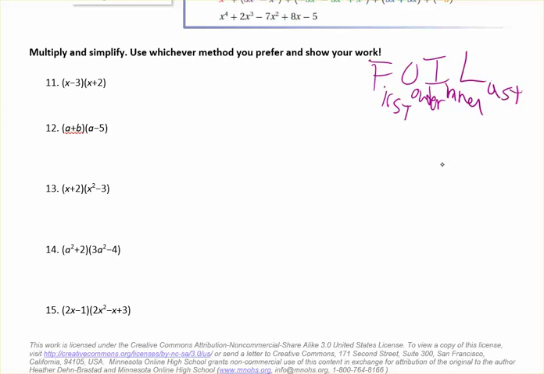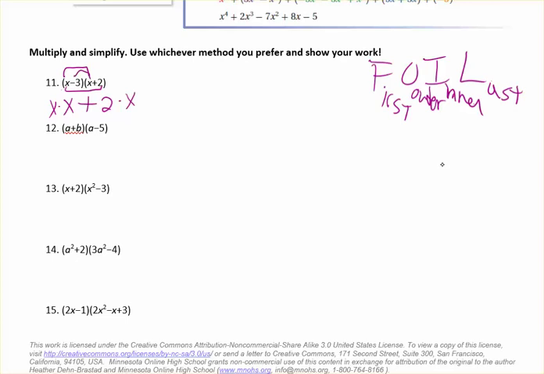So you take the first times the first term, outer times the outer, inner times the inner, and last times the last. So I'm going to do that for number 11. First times the first term would be x times x. Outer term would be way on the outside times way on the outside. So x times 2. I'm going to write 2 times x though.